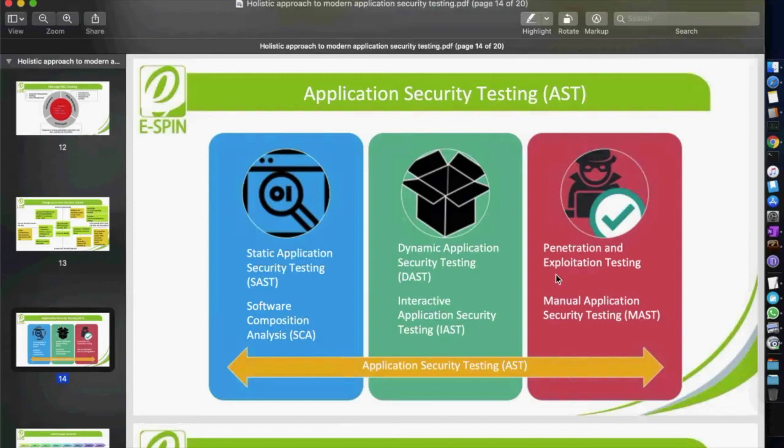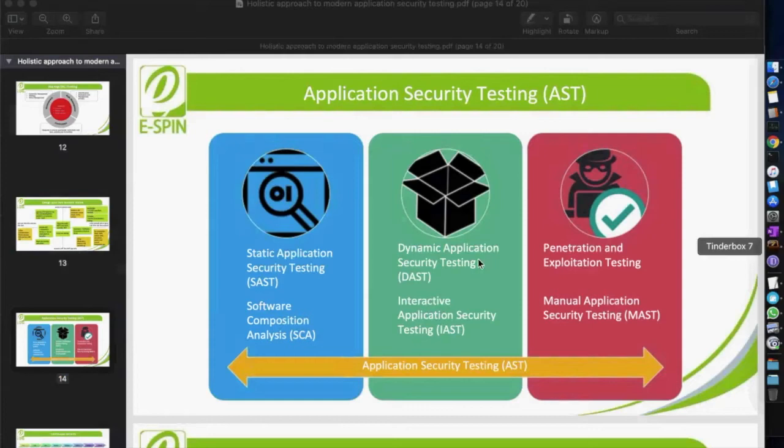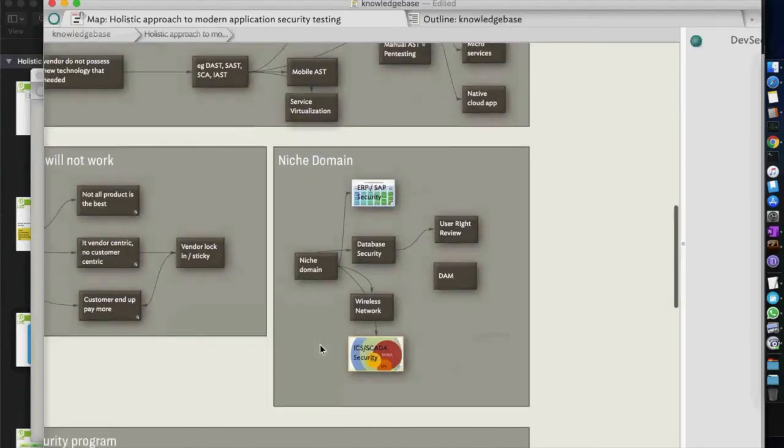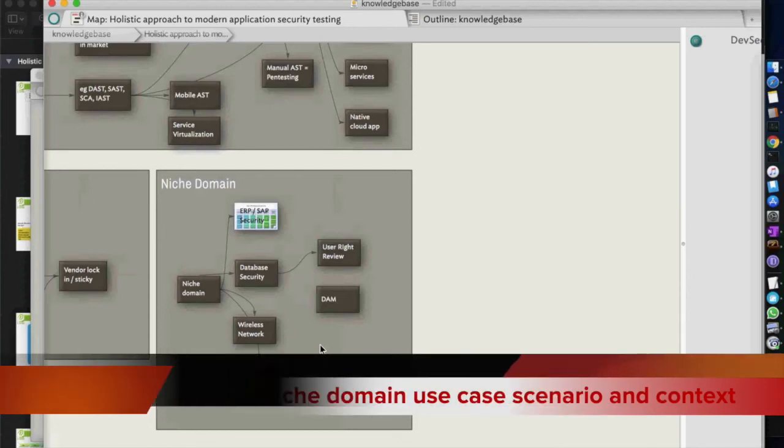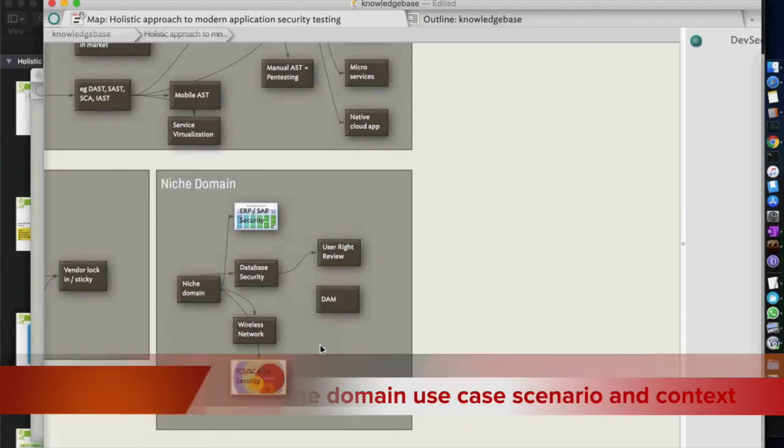Then of course, penetration and exploit testing depends. If it is for web, then the tool is geared toward web penetration testing, and for manual application security testing there are some common technologies to address that scenario. However, as you can see, let me jump a bit. They do have niche domains outside of what we are talking about. I will give you an example.